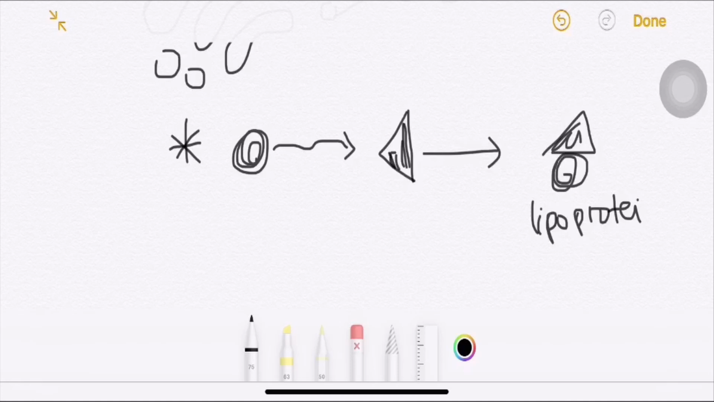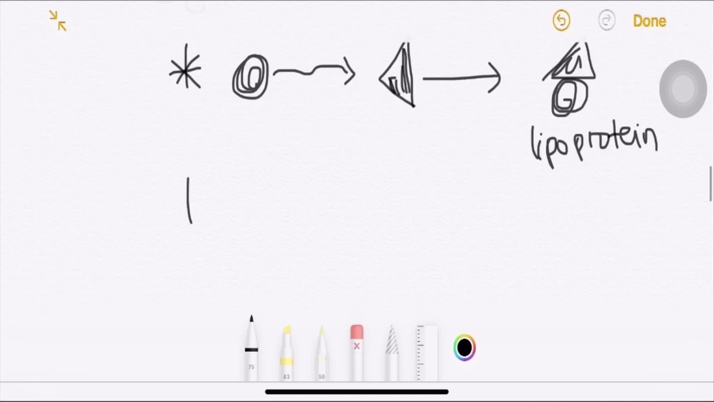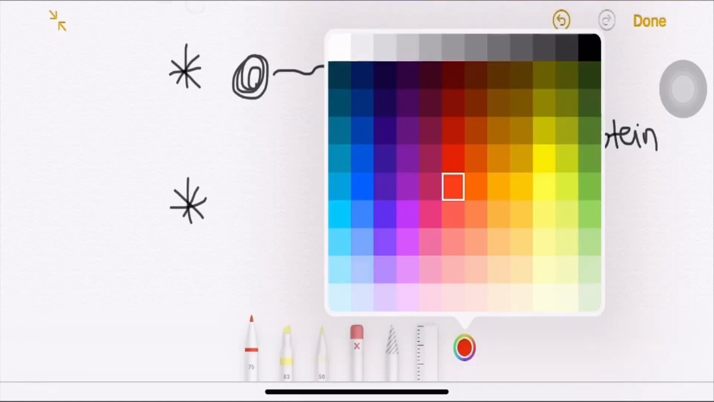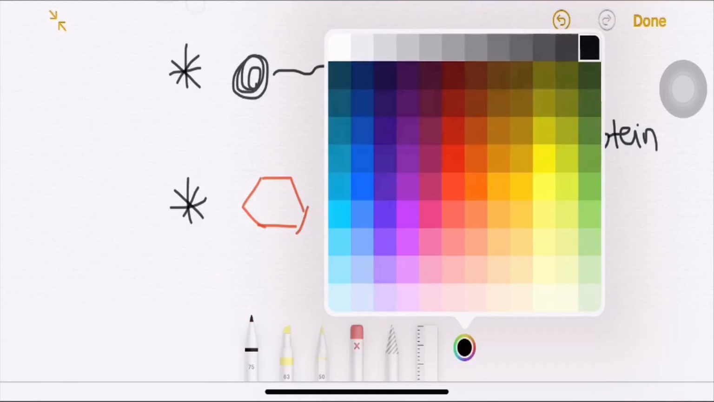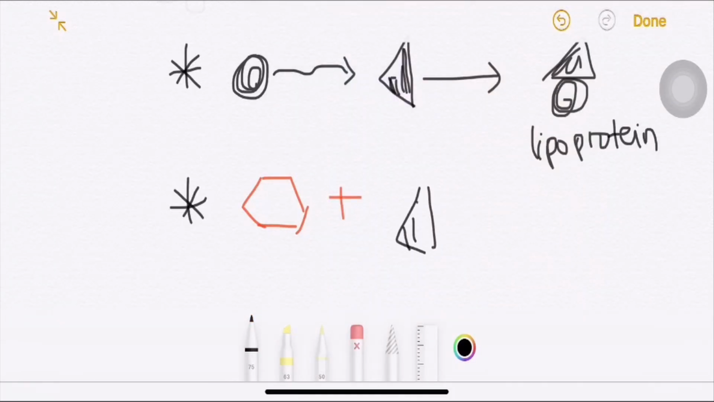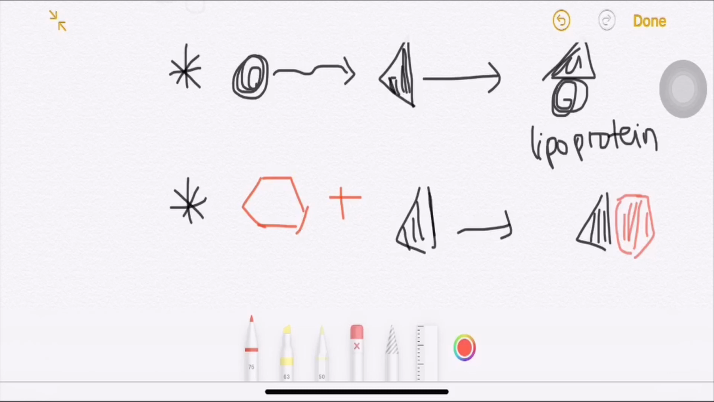Another type of modification could be when a glucose molecule is added to a protein. When a glucose is added to a protein, that forms a glycoprotein. When these two combine together, that forms a glycoprotein. So these are the kinds of modifications that take place in the Golgi apparatus.